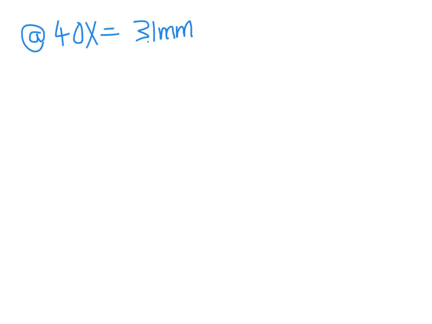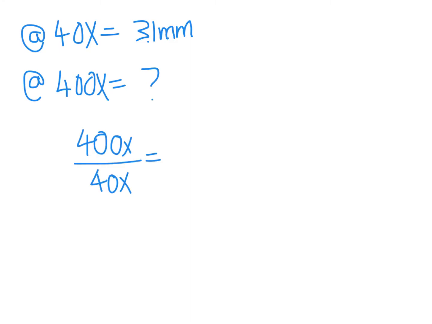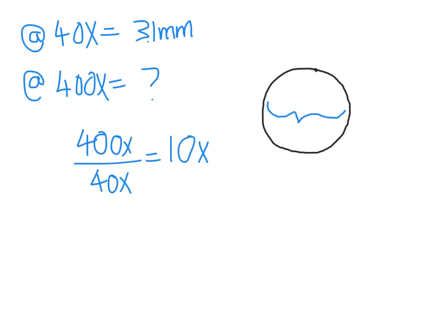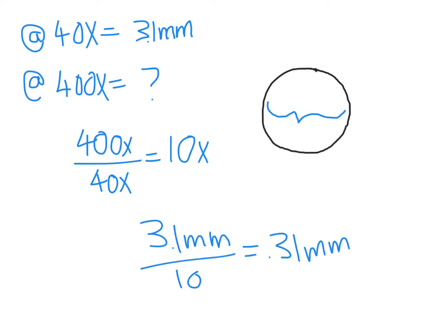But now we've switched to the 40x objective, which when you account for the ocular lens means we're looking at 400 times magnification. So how big is that? To figure out how much we zoomed in, let's take the new magnification and divide it by the old magnification. So that's going to be 10 times more zoomed in than we were before, which means that the diameter is now 10 times smaller. So if we take our 3.1 millimeters and divide it by 10, we get 0.31 millimeters.